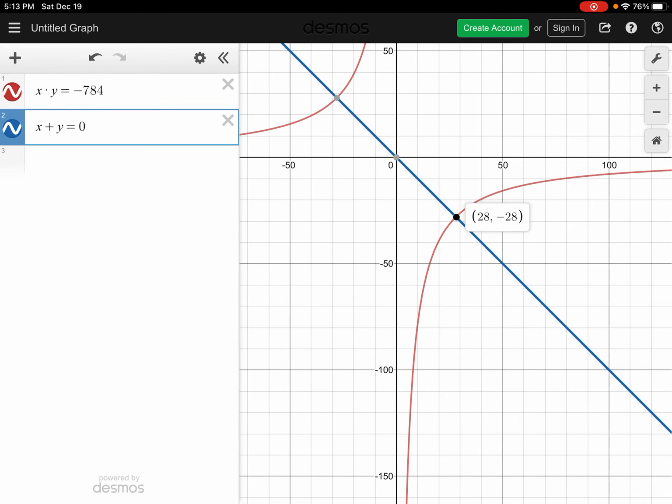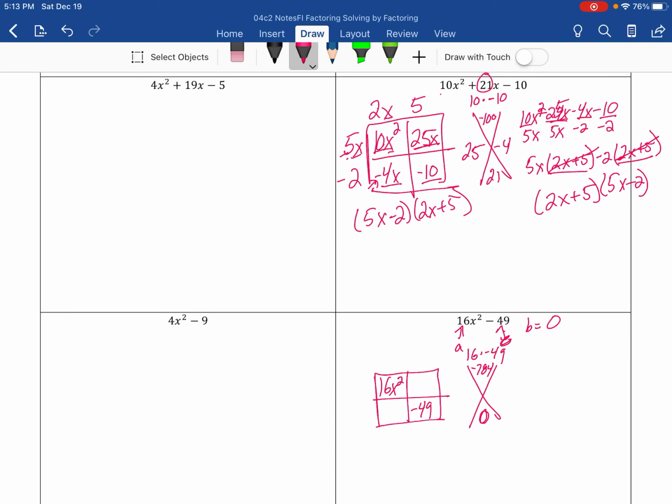And so I zoom out, I look for their intersection. That's going to be positive 28 and negative 28, which makes sense that it's going to be the same number because they have to add to be 0. So we have positive 28x, negative 28x. My greatest common factor here is 4x. My greatest common factor here is 7.